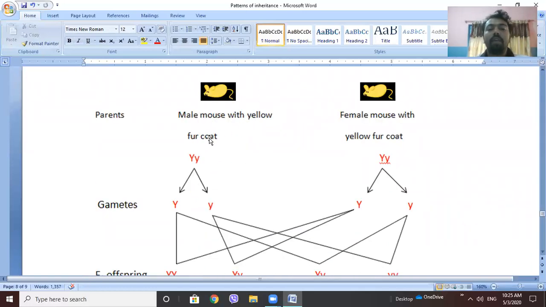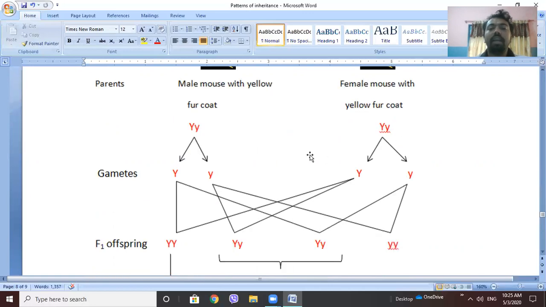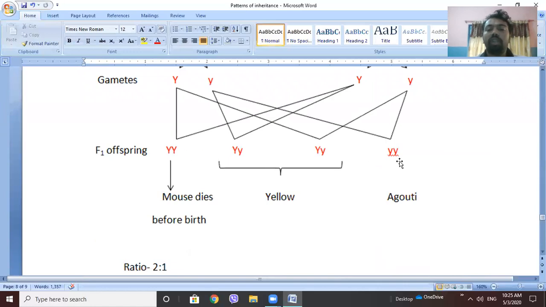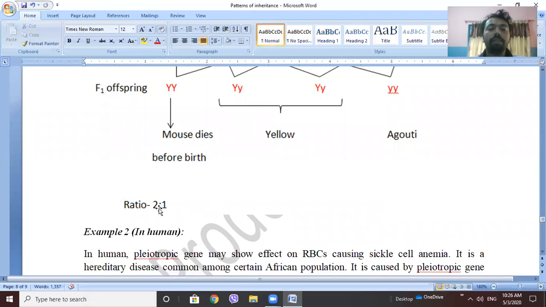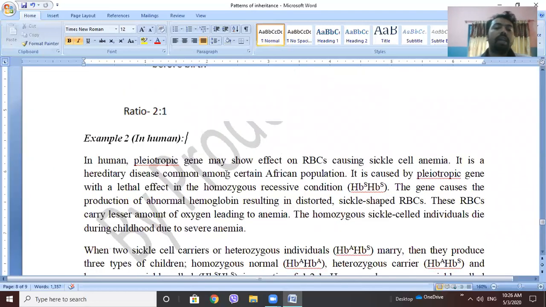So this is the male mouse with yellow fur coat. But yellow fur coat, you say homozygous dominant one. So it is heterozygous. And this is similar, but the sex is different. This is male, this is female. And then when they are crossed, you can find that in the F1 generation we have these four different genotypes. So we have 2 yellow to 1 agouti, 2:1. So the modified ratio is 2:1 in F1 observation. So the next example of a pleiotropic effect is in human.